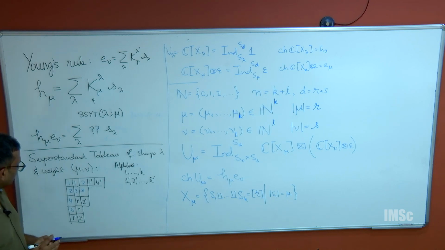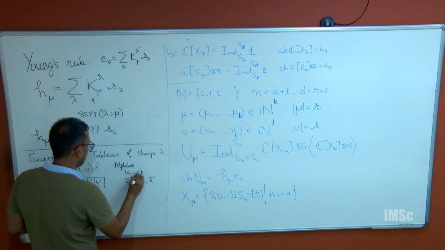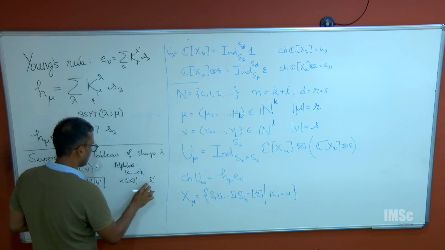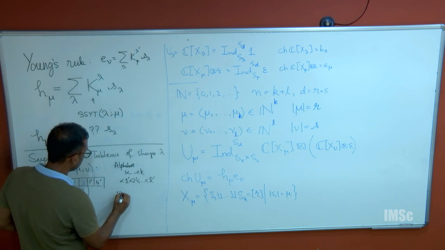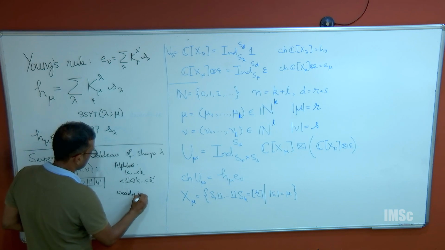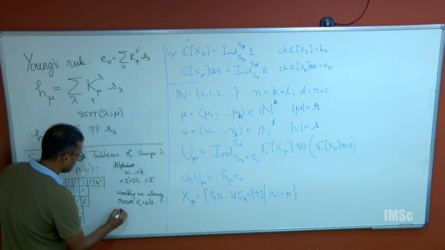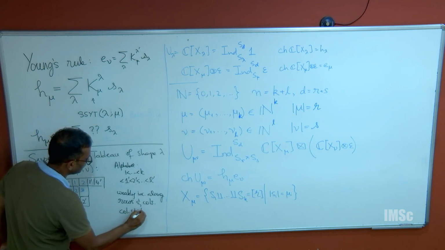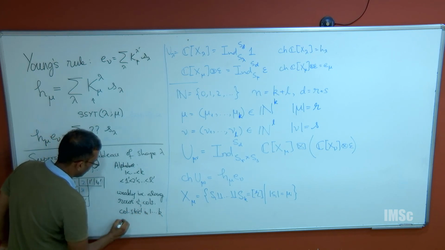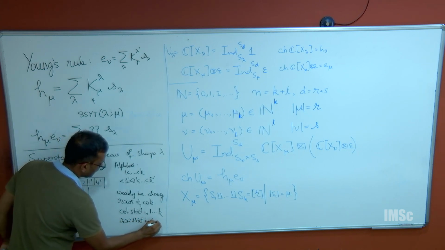So the rules are, you have 1 less than 2 less than 3 less than k less than 1 prime less than 2 prime less than l prime, weakly increasing along rows and columns, then column strict in the unprimed variables and row strict in the primed variables.